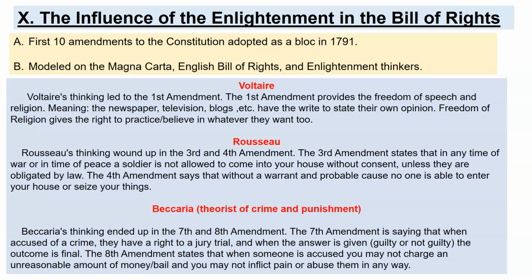There's huge amounts of influences from the Enlightenment in other documents of the period.